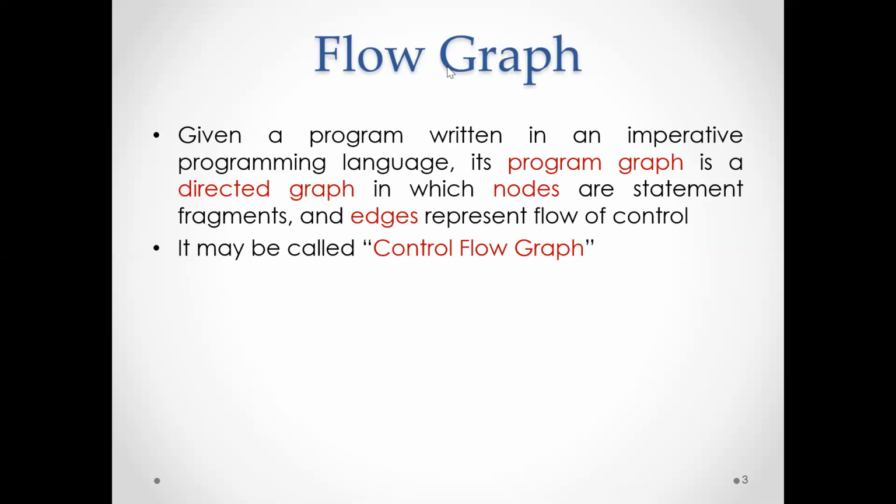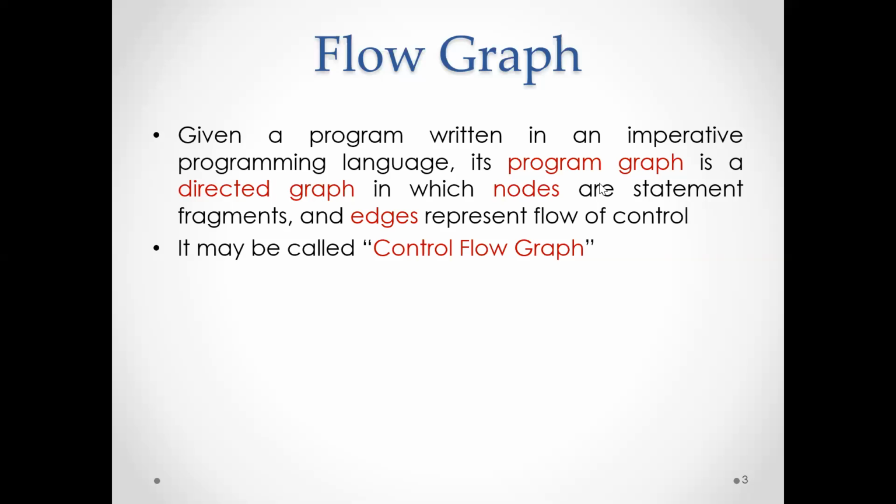So how is the program graph or flow graph represented? Given a program written in an imperative programming language. Imperative programming language means any well-known programming language that we know, whether C, C++, Java, C Sharp, .NET, or JavaScript, whichever exists in the real world. That is what we call an imperative programming language, which we are all familiar with and know how it functions.